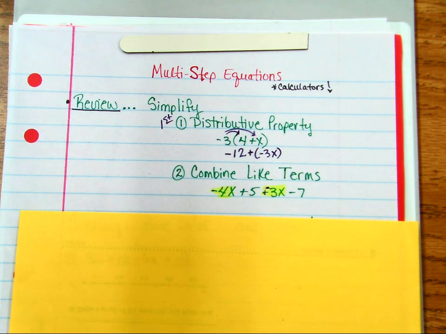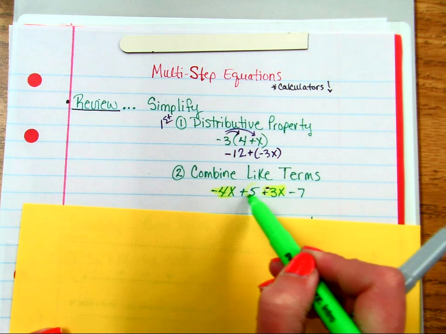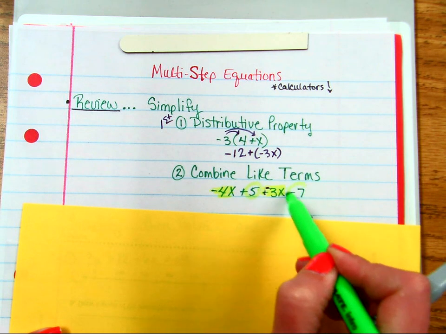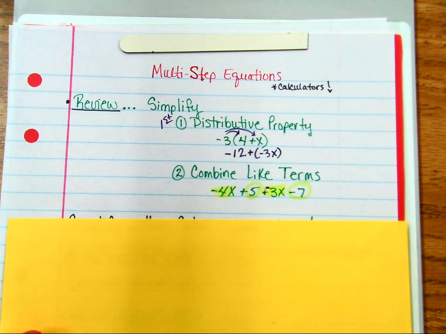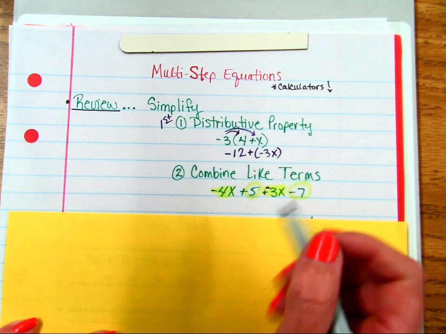The other set of like terms that we have here, change out my marker to see if green works for us, is the 5 and the negative 7. 5 and negative 7 are considered like terms because they are two terms that don't have a variable at all, which makes them the same. So what I need to do is I need to combine these.